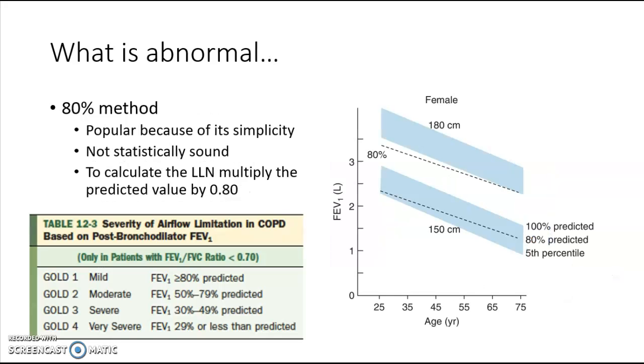Another method is the 80% method. Now, this is used frequently just because it's so simple. It's not statistically sound. To calculate the lower limit of normal, multiply the predicted value by 0.8. So this is kind of what we use when we use the GOLD initiative. With the FEV1, we use the 80% of predicted. Okay, that's the 80% method.